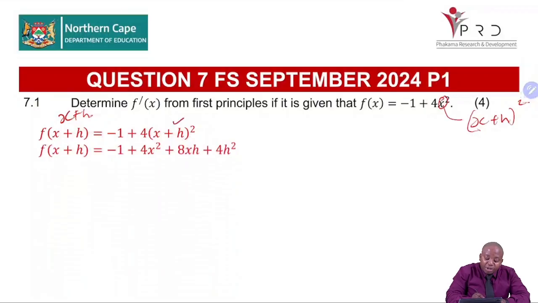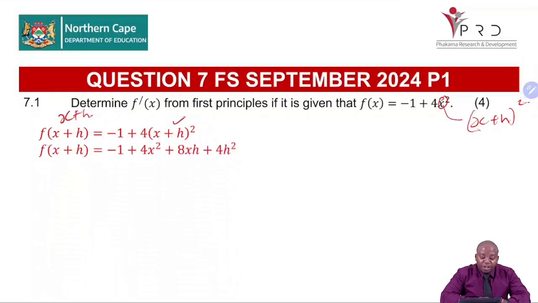Then we can now simplify and expand that part. We are going to remain with -1 plus 4x squared plus 8xh plus 4h squared. And we are going to check, do we have any like terms? No, there are no like terms. So we are going to proceed from here.